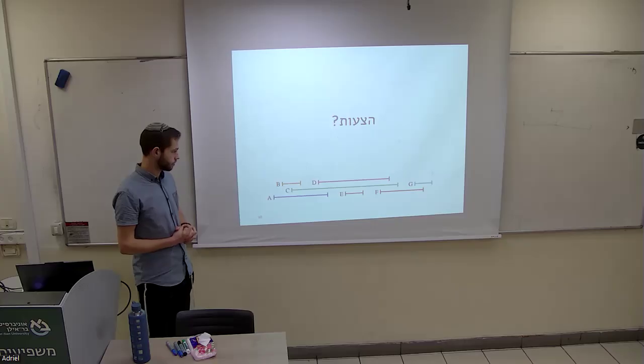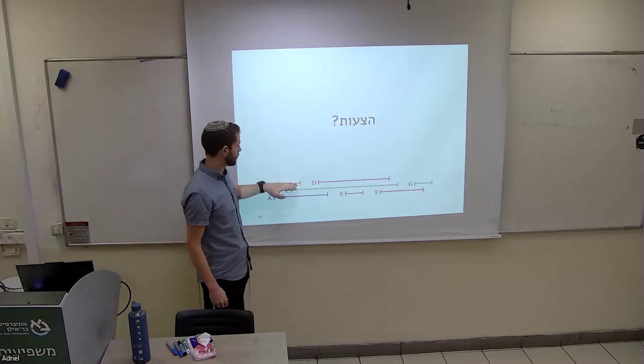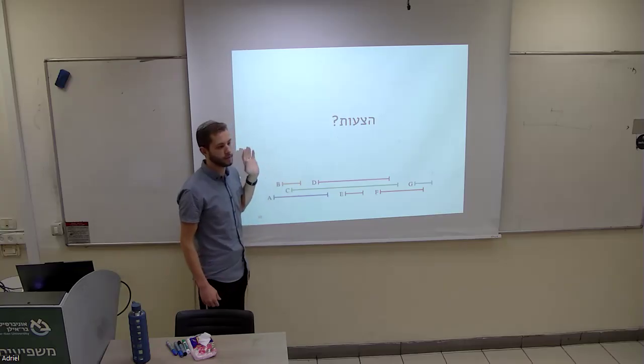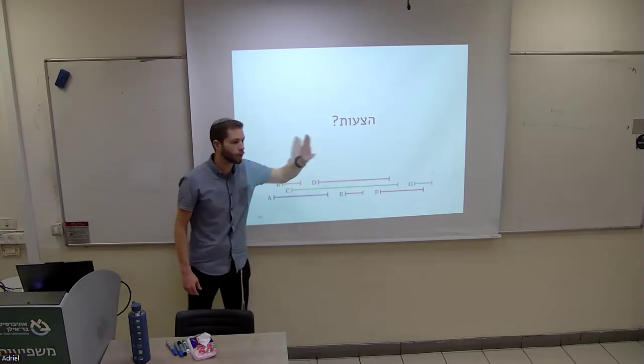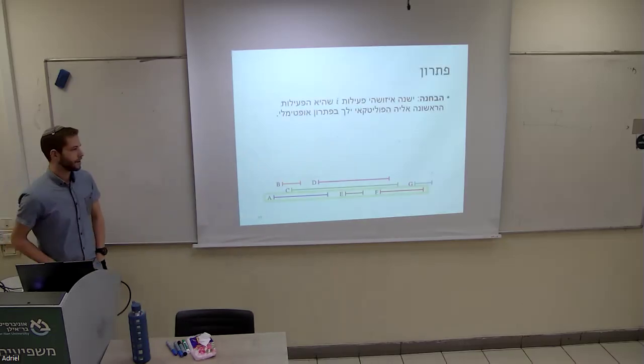C. Valid. Yes, because if we're taking the earliest end time, then the second we take a solution, anything that overlaps with it, we delete because we can't take it. So we take C, E, and F. We'll go through it now slowly. All right, so you guys got it.